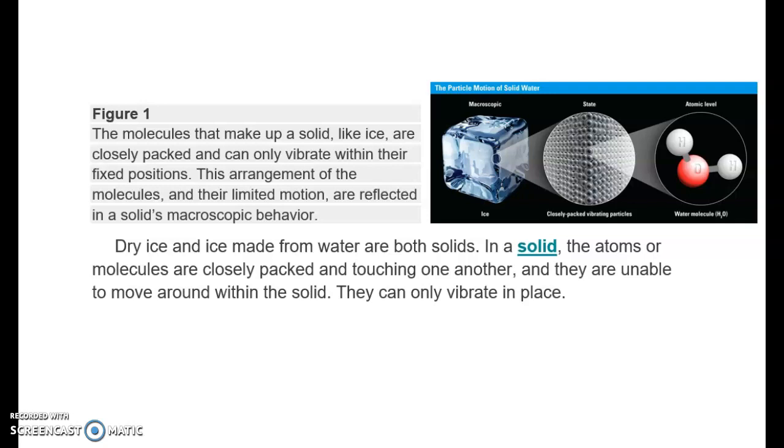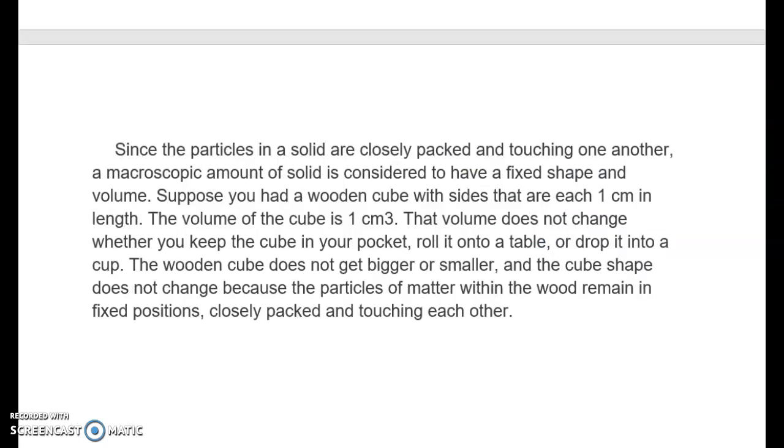In a solid, the atoms or molecules are closely packed and touching one another, and they are unable to move around within the solid. They can only vibrate in place. Since the particles in a solid are closely packed and touching one another, a macroscopic amount of solid is considered to have a fixed shape and volume.